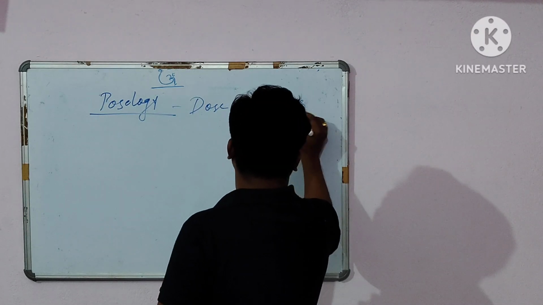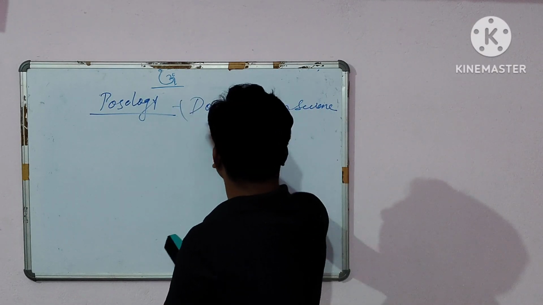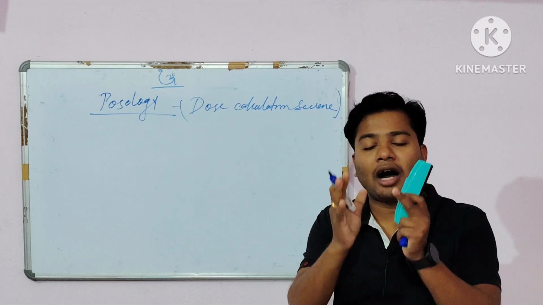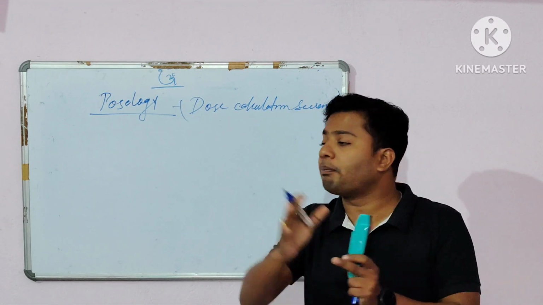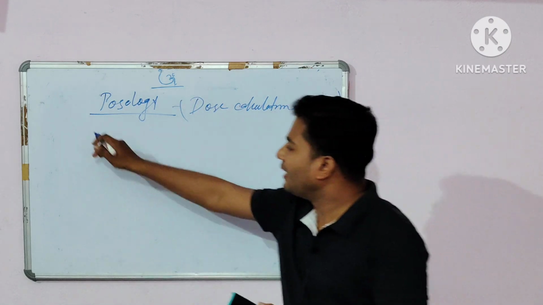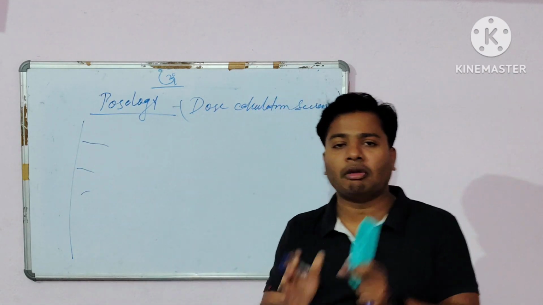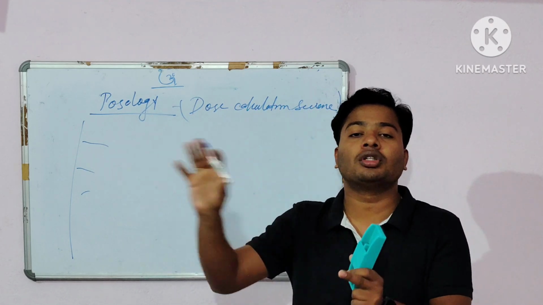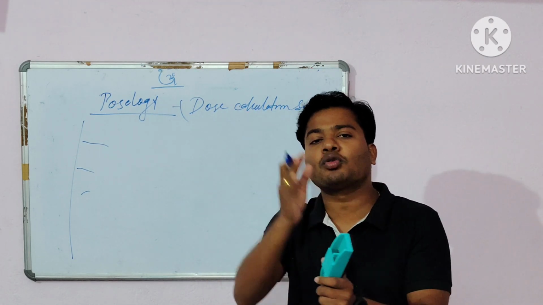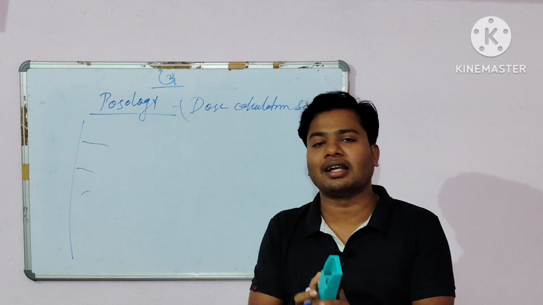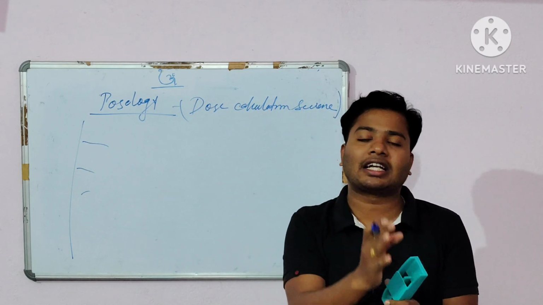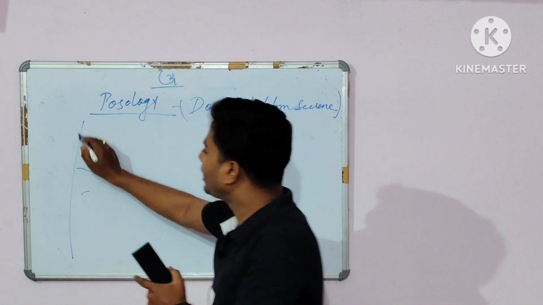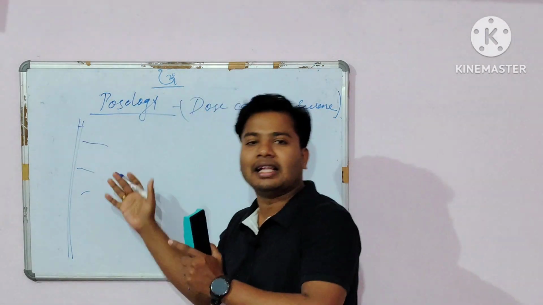Dose calculation science. That means how to calculate the dose for a particular patient. In this chapter you have to study how to calculate the dose before prescribing to the particular patient. And when you calculate the dose for a particular patient, what are the factors that affect the posology? These are the parts in posology that I will discuss in this class.